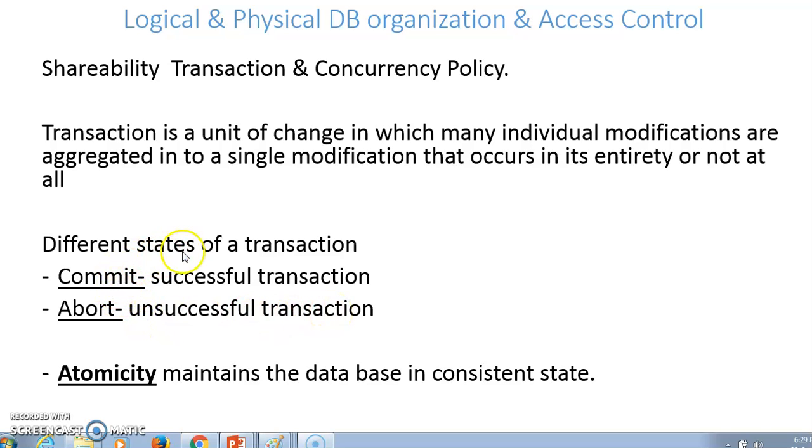Two states are defined by a transaction, that is commit and abort. Atomicity maintains the database in a consistent state. This is the property of a database or transaction that always maintains a database in its consistent state.